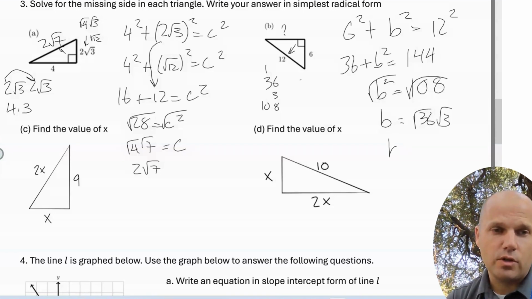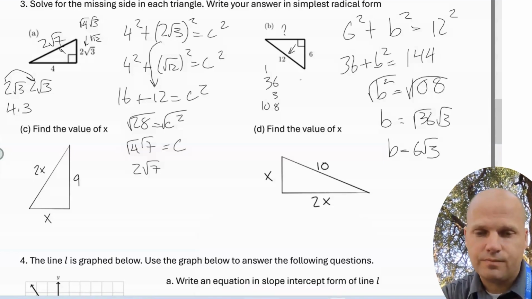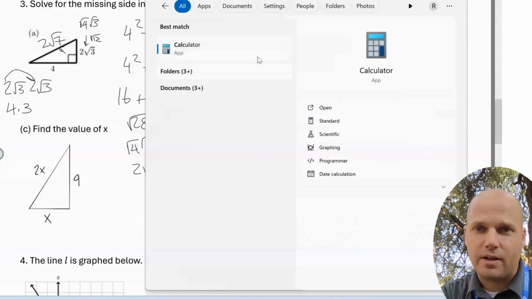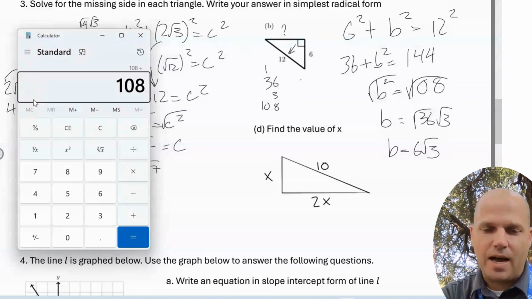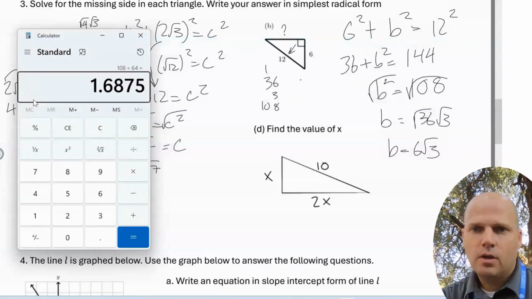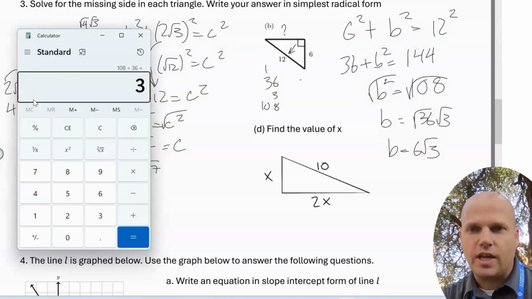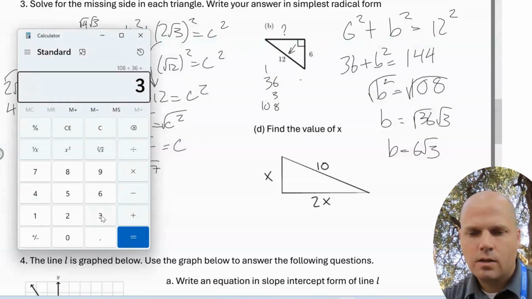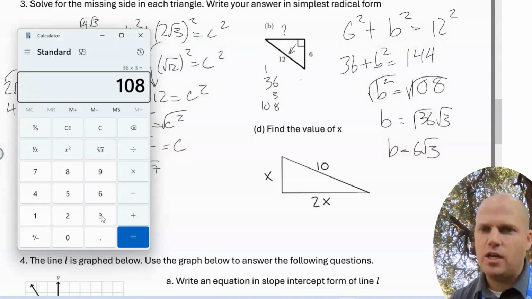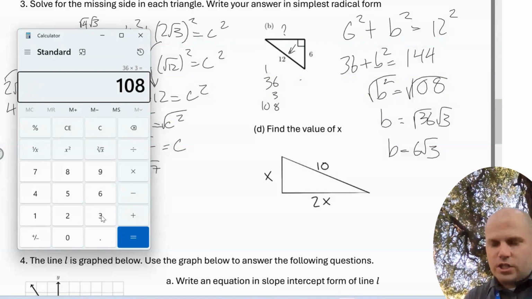Just going to show you what you should do. If you are not able to do this mentally, you should be breaking out a calculator. In your calculator, you should be taking 108 and dividing it by perfect squares. Okay, 64 doesn't work. 49 doesn't work. 36. Boom. 36 times 3 is 108. 36 is a perfect square. The square root of 36 is 6. Done.